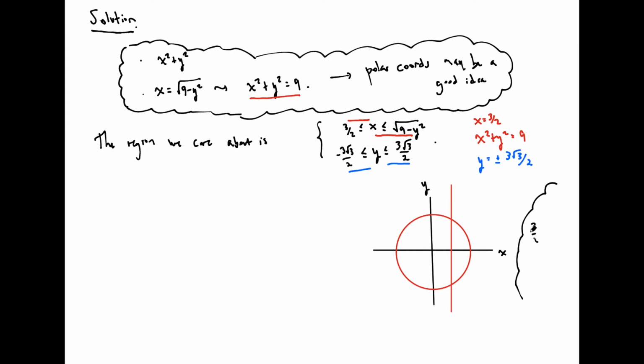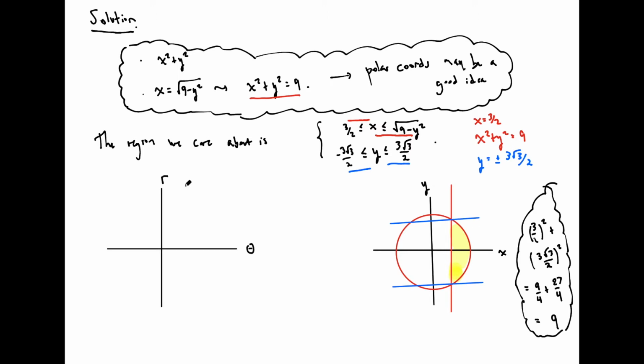If we compute 3/2 squared plus one of these y values squared, what do we get? Well, we'll get 9 over 4 plus 9 times 3 is 27 over 4, which is 36 over 4, which is 9. So that checks out, and what that tells us is that these horizontal lines, y equals plus and minus 3 root 3 over 2, run right through these corners of intersections with this vertical line and the circle. All of this is to say that in the xy plane, the region that we're integrating over is this lemon slice right here.